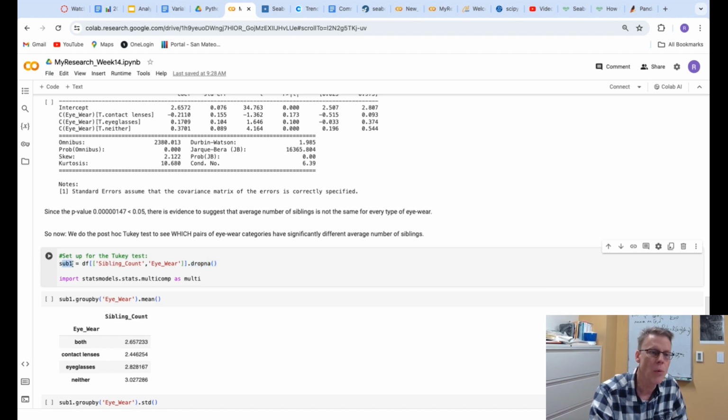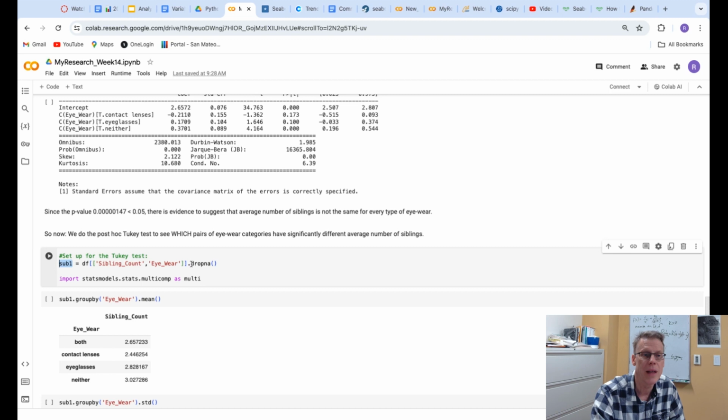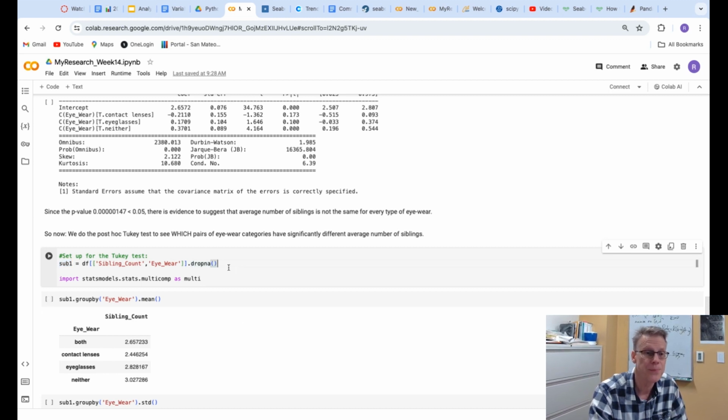Once I have sub 1, I can use it just like I use DF. That is, within these two variables, I could go sub 1 bracket parentheses sibling count and just look at sibling count, for example. But I don't have anything else in the data frame, and I've dropped the NAs. This is the important part, is that I've dropped the NAs.